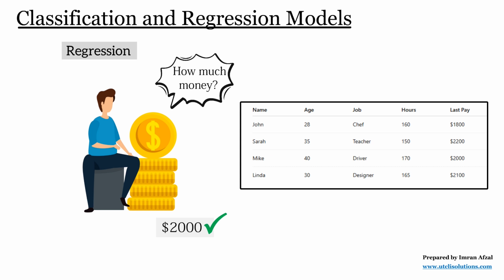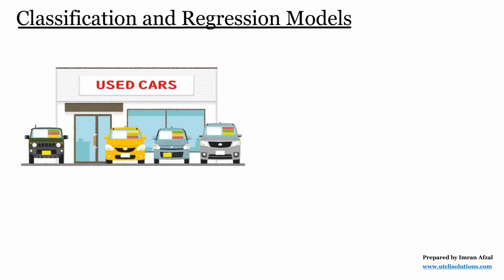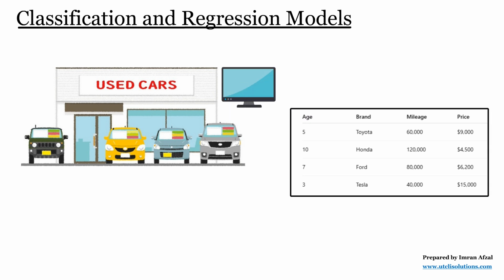Let's take a real life example of regression that is very easy. Imagine a used car shop in a small town. The shop owner wants to guess the price of a car before selling it. He has many records of old cars. Each record shows the car's age, brand, mileage, and final price. The shop uses this data to teach the computer.